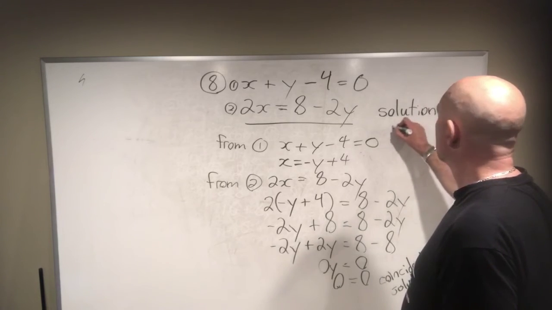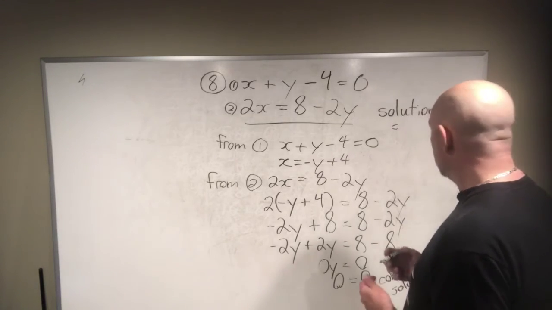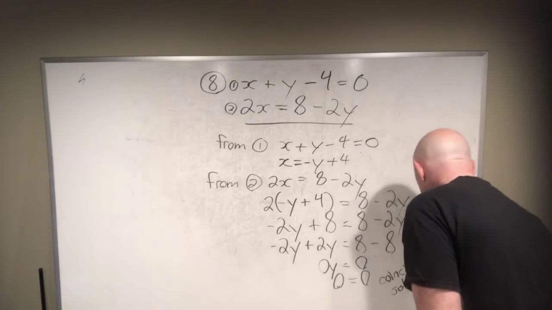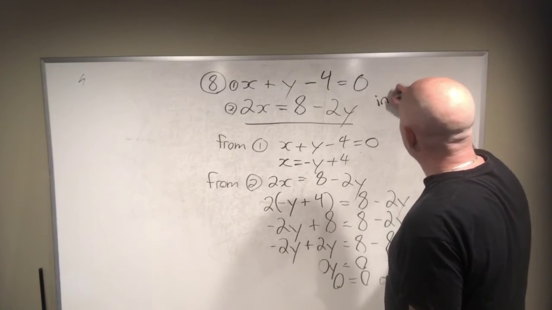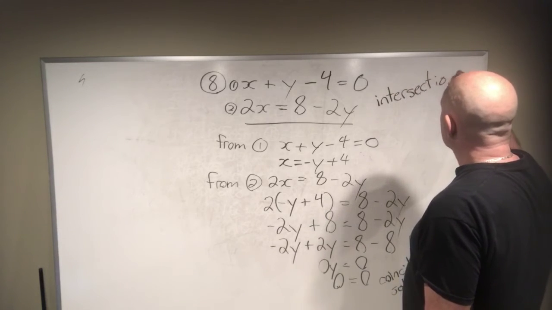You could just say it intersects at all points. Intersection at all points. So those are the two odd results you can get that are possible.